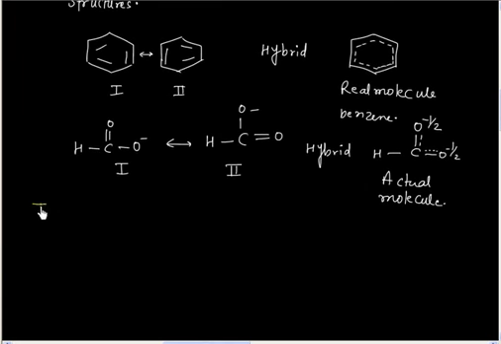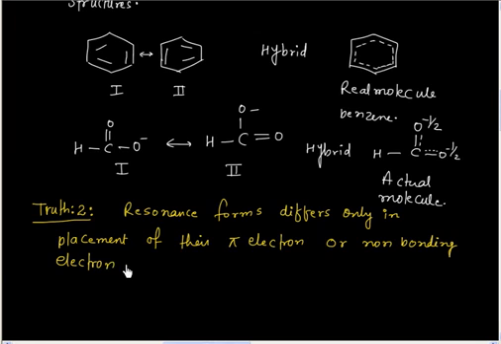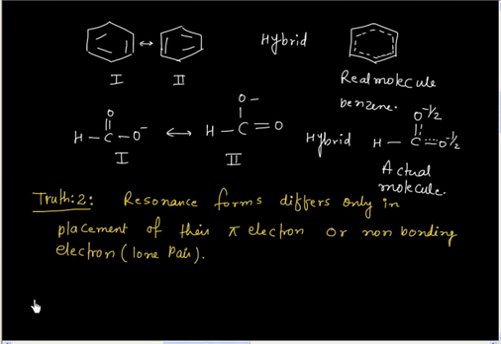Truth 2 we have is that resonance forms differ only in placement of their pi electrons or non-bonding electrons. That is, lone pairs. So let us consider the case of formate.